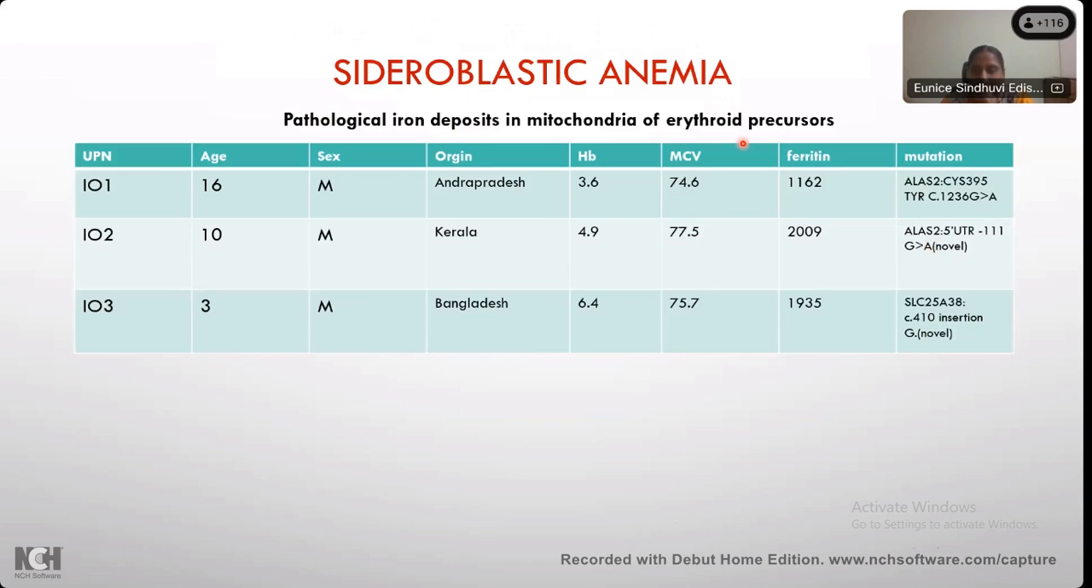So, sideroblastic anemia. How do we look at sideroblastic anemia? Based on the ring sideroblast, there is iron deposition in the mitochondria, which gives rise to the ring sideroblast. Initially we screened 3 cases with suspected sideroblastic anemia, and they all had low hemoglobin and low MCV, and we could identify mutations in 2 genes, ALAS2 and SLC25A38. Sideroblastic anemia can be either X-linked or autosomal recessive.